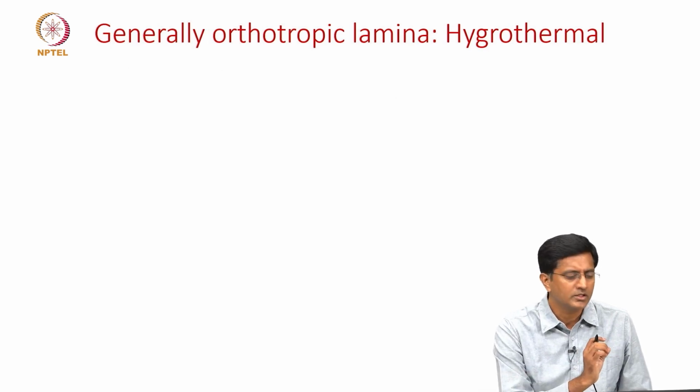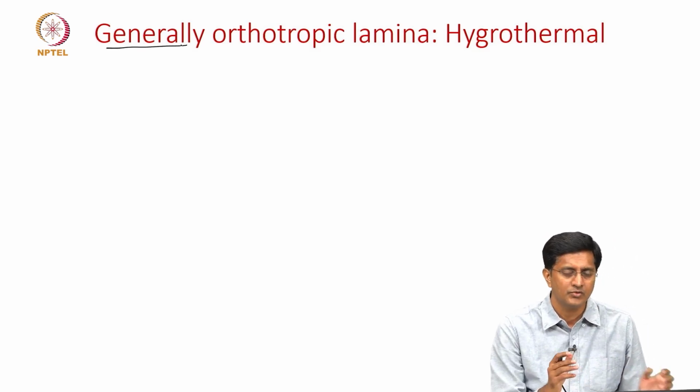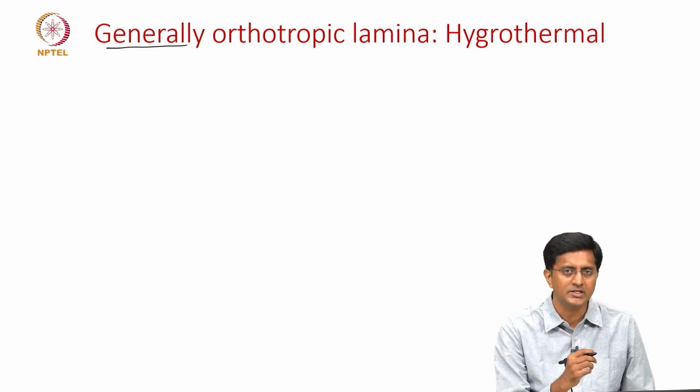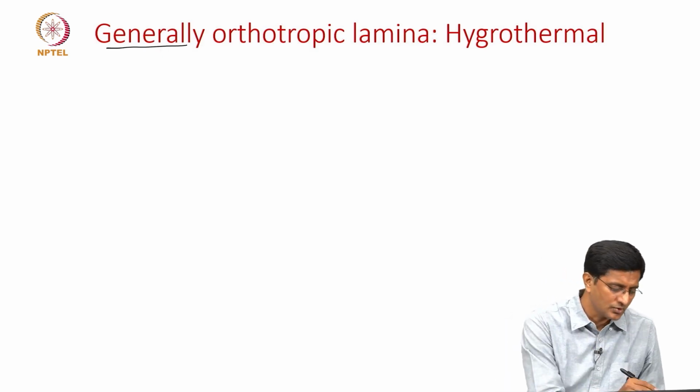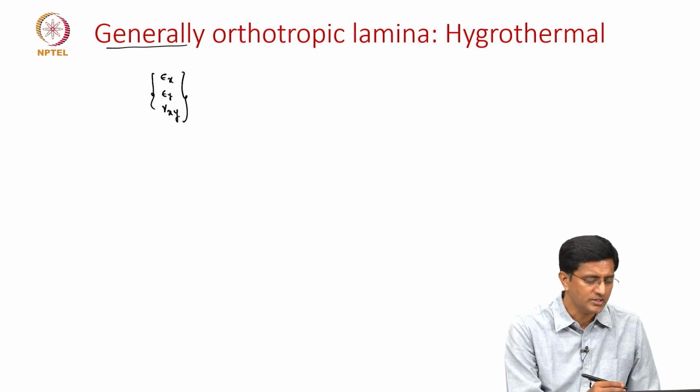Until now we have been looking at the specially orthotropic case where there is no shear strain involved. But now let's look at generally orthotropic materials, which means the material is at an angle to the principal coordinates. So in this direction we will start to see the shear strains. So now let's see how we can represent the shear strains, epsilon x, epsilon y and gamma xy. We have written these strains in the body coordinates x and y.